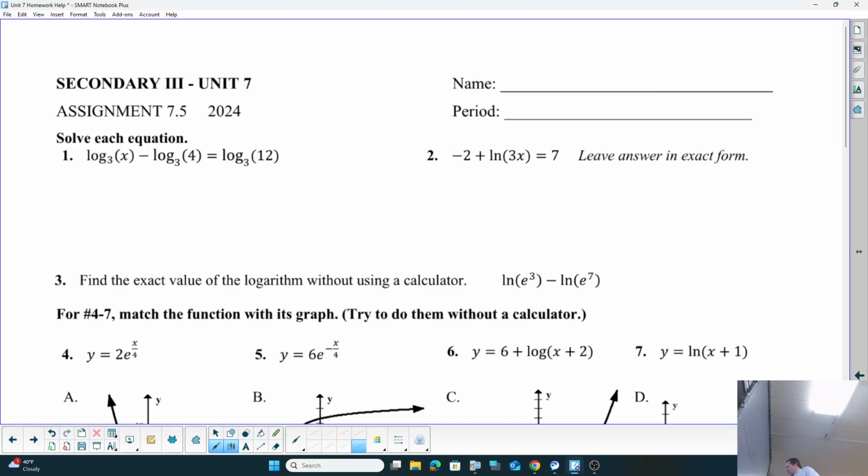Thanks for watching. So 7.5 is where we're at here. 7.5 is doing word application problems, which is exciting.